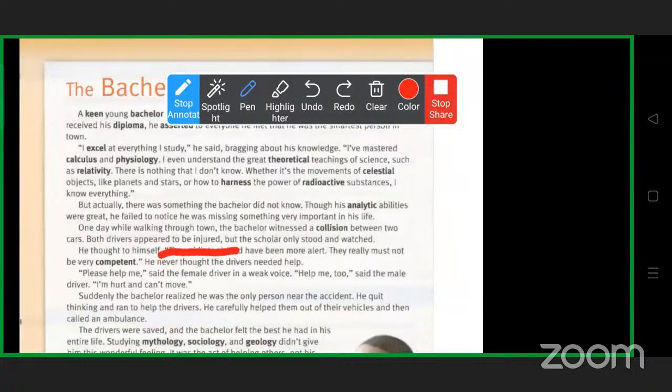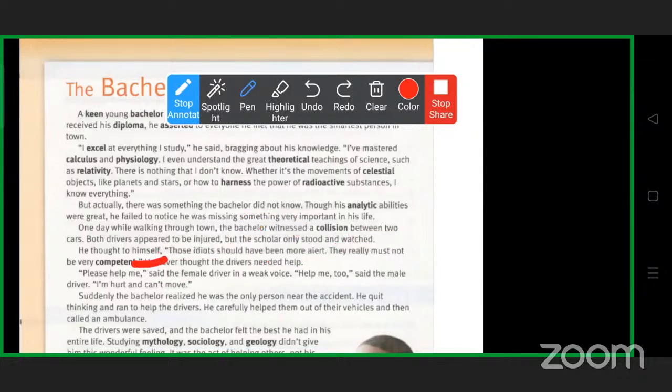Both drivers appear to be injured. They appear to be injured, like it looks like they were injured, but the scholar only stood there. This intelligent person stood and watched only. He did not do anything.